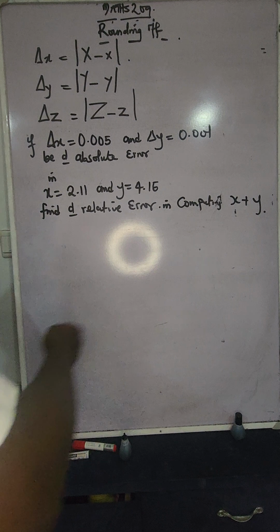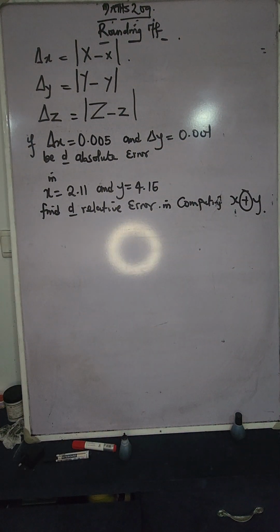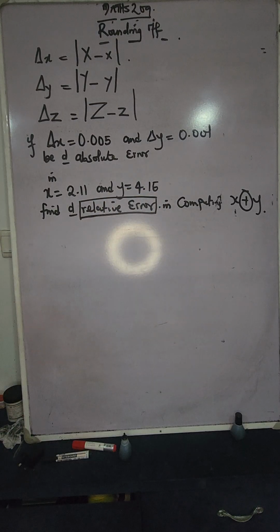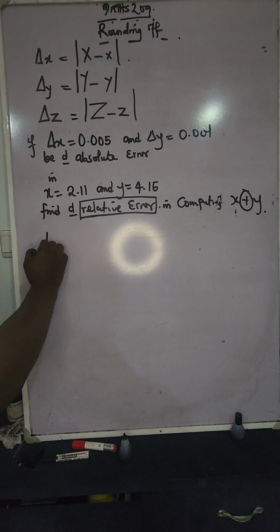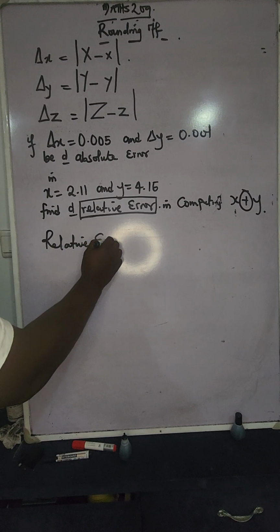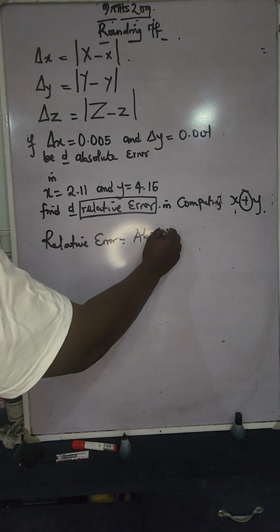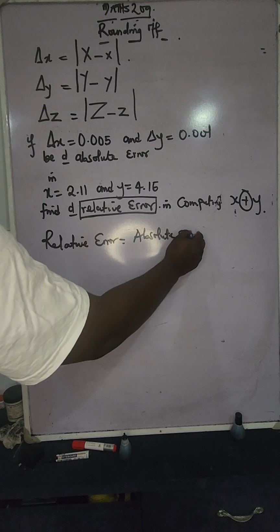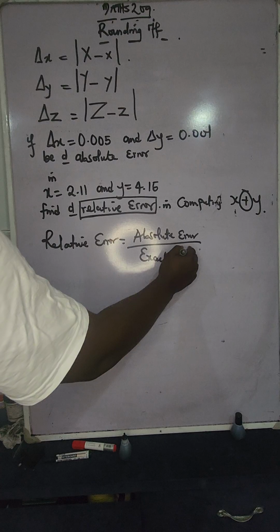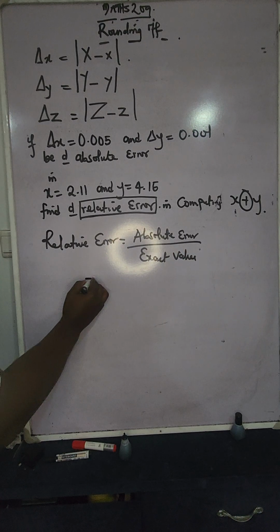The plus sign here. Let's notice the plus sign. Whatever it says is what we are going to do. So what is the formula? Remember, we are finding relative error. So what is the formula for relative error? We said the relative error is absolute error over exact value, or true value, whatever the case you want to call it.